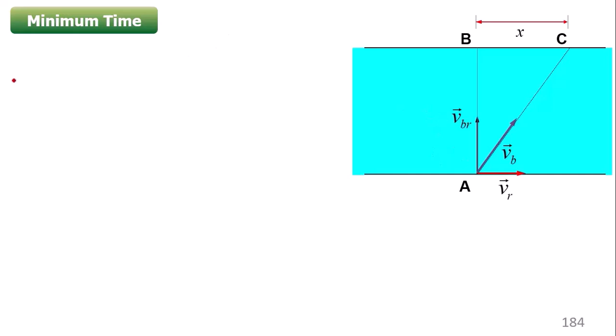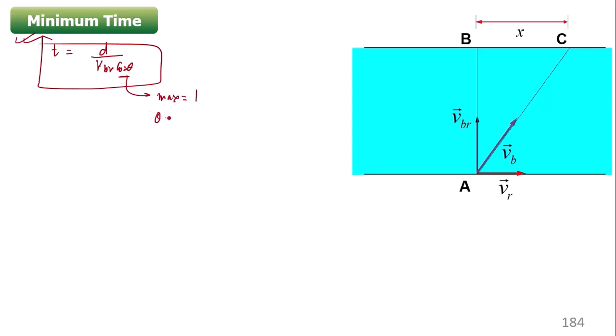Now I want to go to another segment where I want to ask what is the minimum time to cross the river. In the earlier situation, we got that the time to cross the river T equals D divided by VBR cos theta. Do you remember that? This is the actual time. Now in order to minimize this, the cos theta number should be maximized. The maximum value of cos theta is 1. That means theta should be equal to 0 degrees.